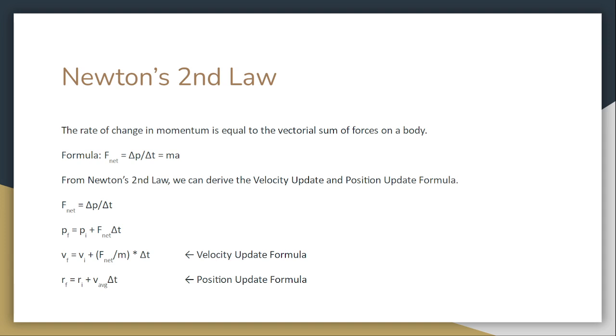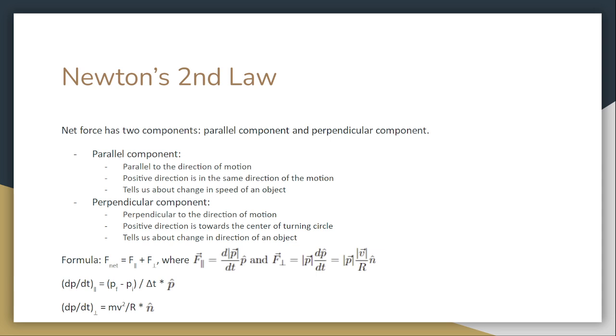Newton's second law states that the rate of change in momentum is equal to the vectorial sum of forces on the body. The formula is F net equals the change in momentum over change in time, and using that we can find the velocity update and the position update formula. The net force has two components, parallel and perpendicular.